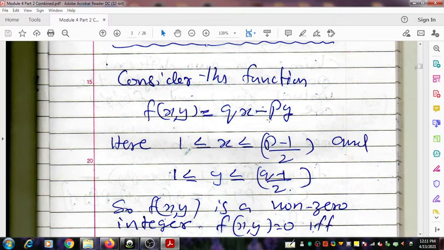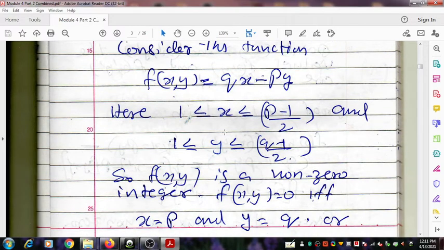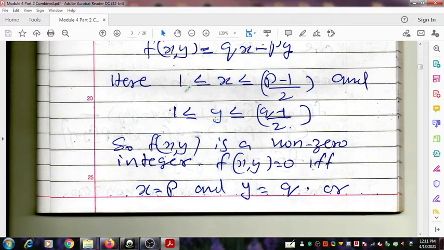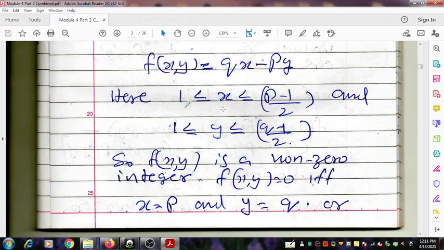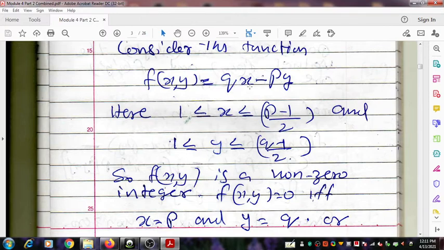But these variables can vary only subject to the given condition. Here these must be integers. X and y must be integers, and these integers must belong to this range. X is a natural number where 1 is less than or equal to x, less than or equal to (p minus 1) by 2, and y is a natural number which satisfies the condition 1 less than or equal to y, less than or equal to (q minus 1) by 2. And these are the ranges of variation of x and y. These x and y are positive integers, but they act as variables.